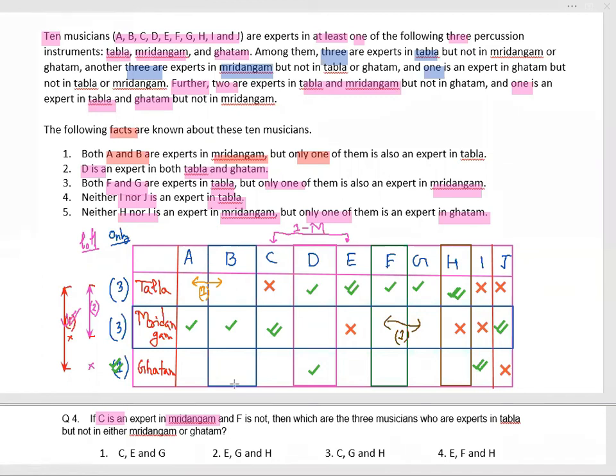And if E is not an expert in mridangam, that means G needs to be an expert in mridangam as well. G. And if this part is a cross, what does it mean? It would be a double tick here. Then which of the three musicians are experts in tabla but not in either mridangam or gatham? That means as per my concept, double tick tabla: E, F and H. So this would be my answer, option 4 in this case.